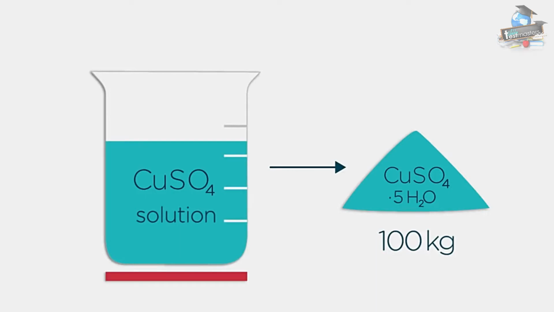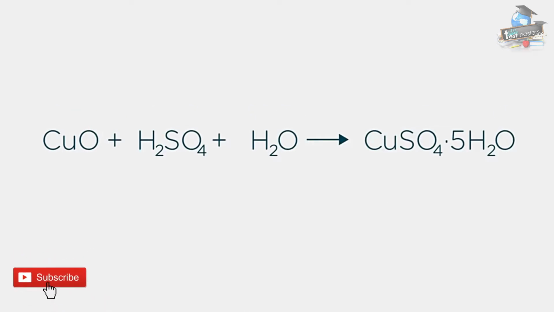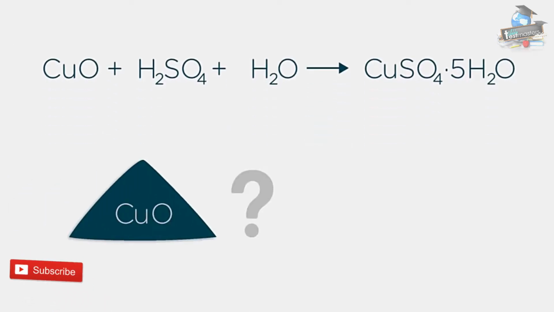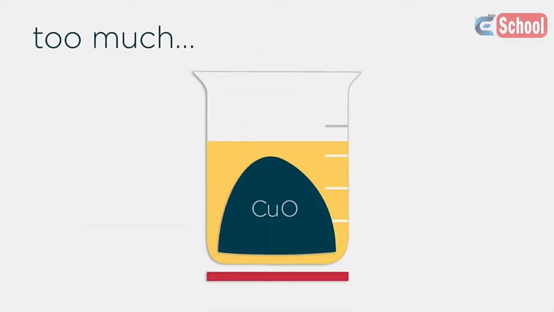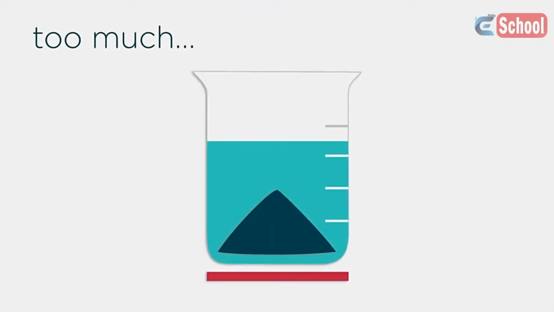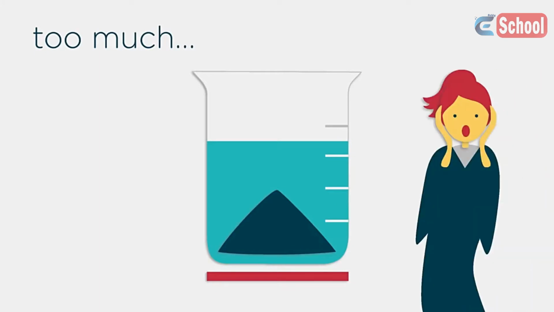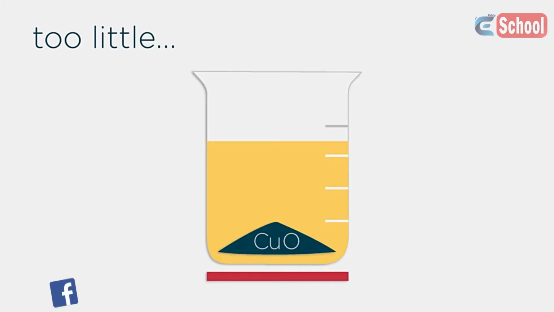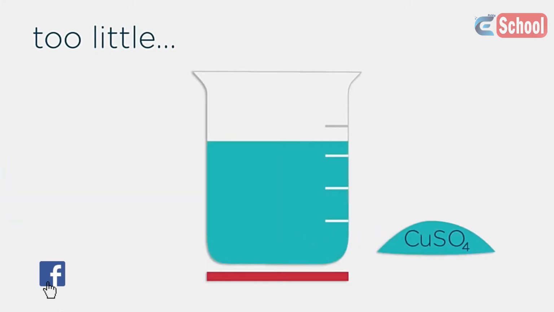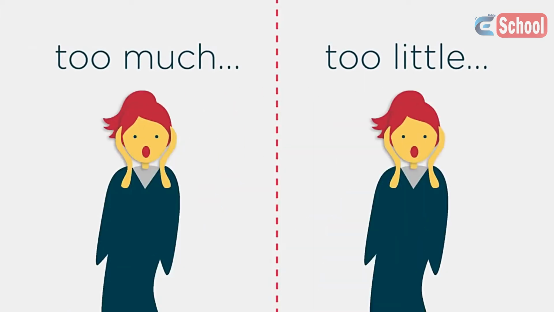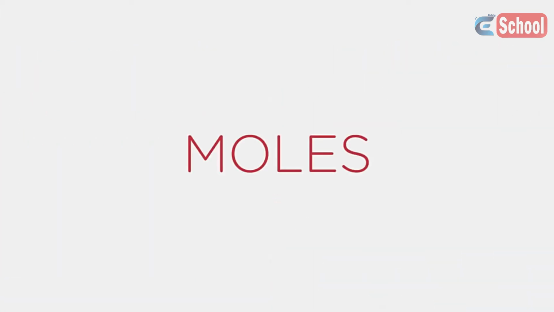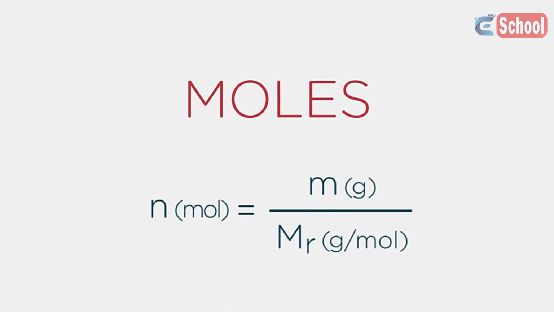Here's the problem though. How do you know what mass of copper oxide to place in your tub of acid? If you use too much, not all of the reactant will dissolve and you'll have to spend time and effort separating the undissolved solid from the solution. Too little and you simply won't produce enough product for your customer and fall behind schedule. Either way, you could be in trouble. But with the help of moles and a simple equation, problems like this can be easily solved.